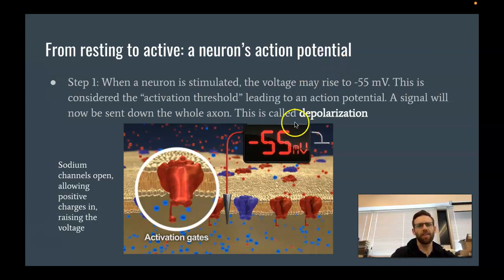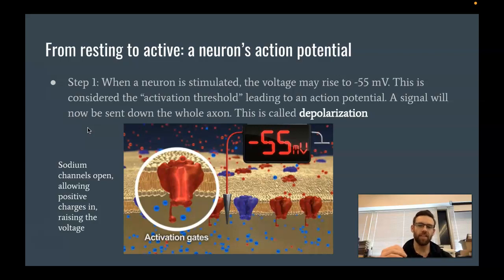And that means that our negative 70 is going to slowly creep up to something around negative 55. Now, if you get to negative 55, that's what we call the activation threshold. That means that you've reached a critical point where now you're actually going to have an action potential and your neuron is going to fire and send a signal all the way down the axon. All right. And this whole process, or this first step, is called depolarization. The neuron is becoming depolarized.